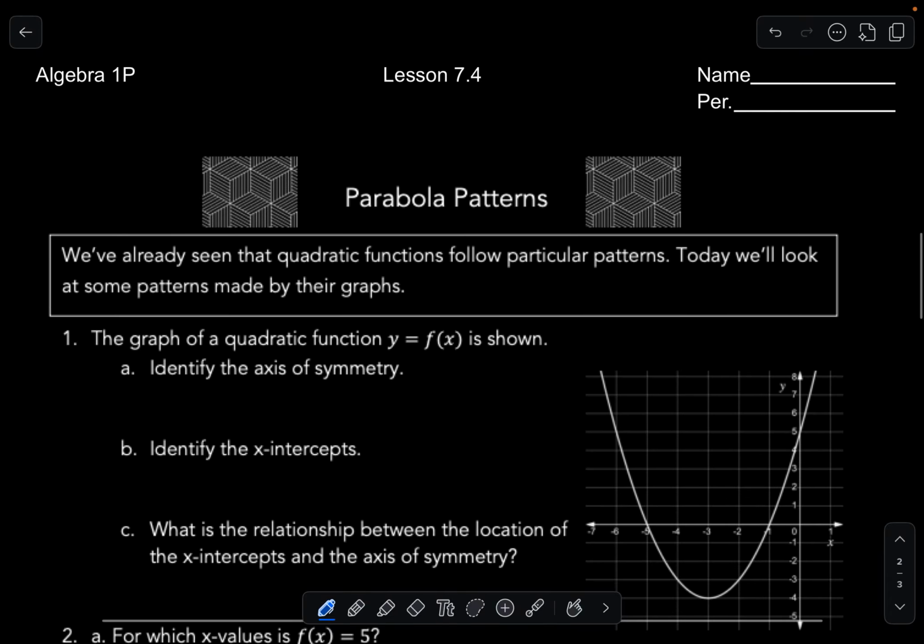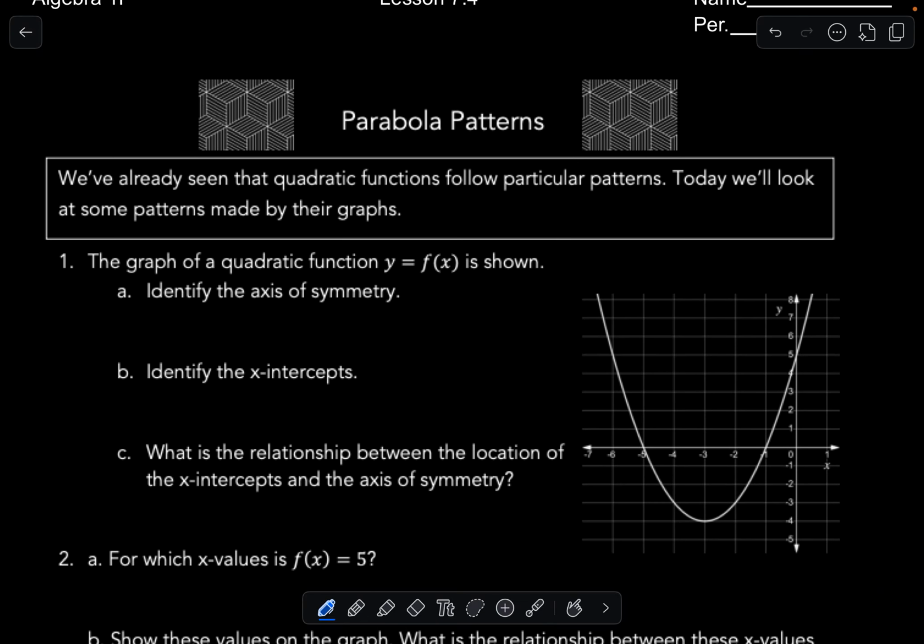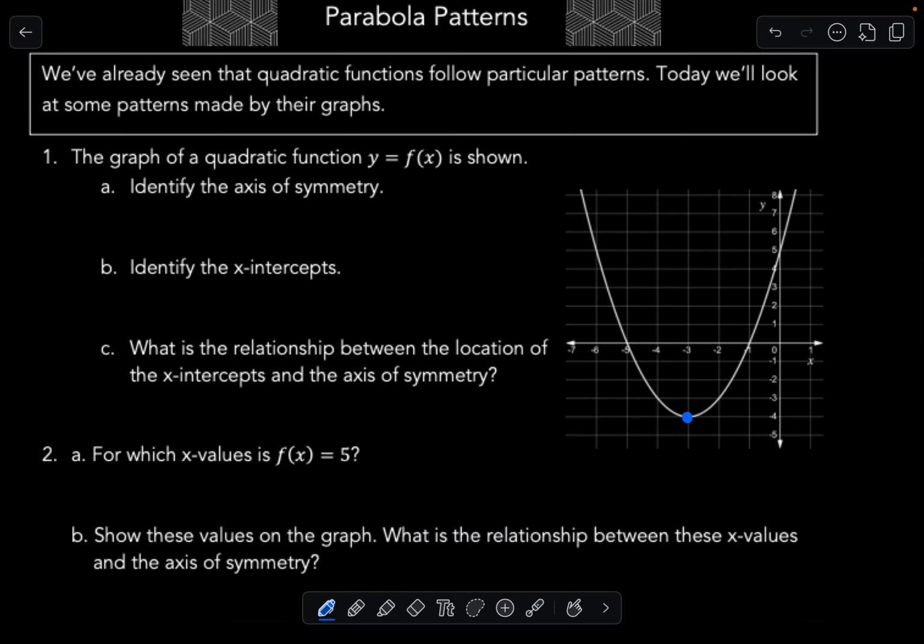All right, so let's begin this little fun activity by looking at parabola patterns. We've already seen that quadratic functions follow particular patterns. Today we'll look at some patterns made by their graphs. The graph of a quadratic function y equals f of x is shown. Here's the vertex right there. Let's label the vertex. Remember, the vertex is where the graph bends, so it's at (-3, -4). It says, identify the axis of symmetry.